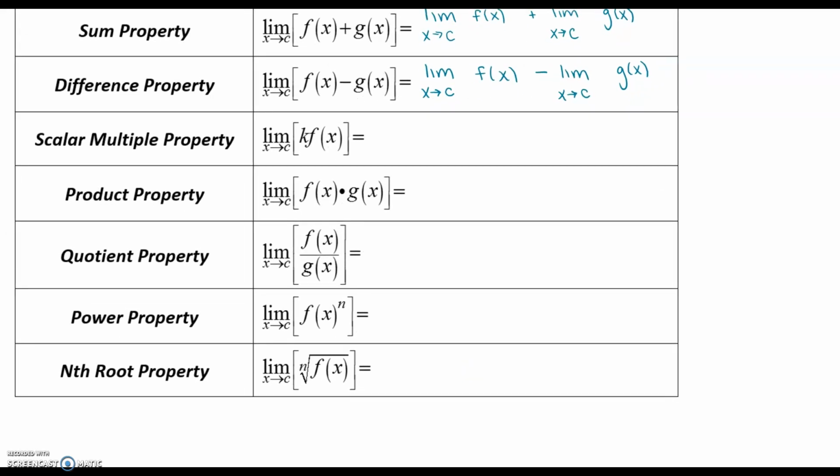Scalar multiple property. The limit as x approaches c of k times f of x, we can rewrite this as k times the limit as x approaches c of f of x.